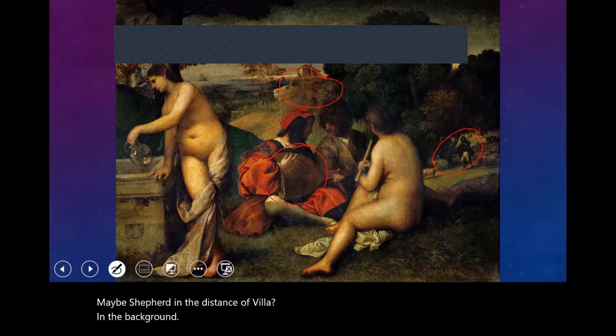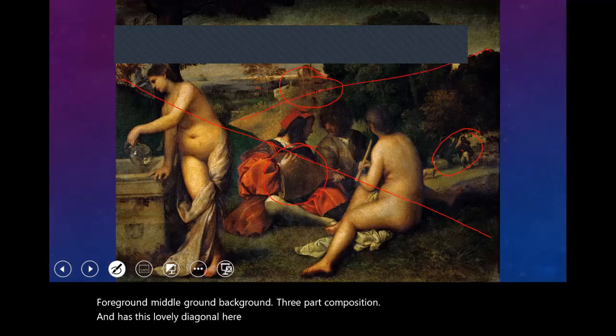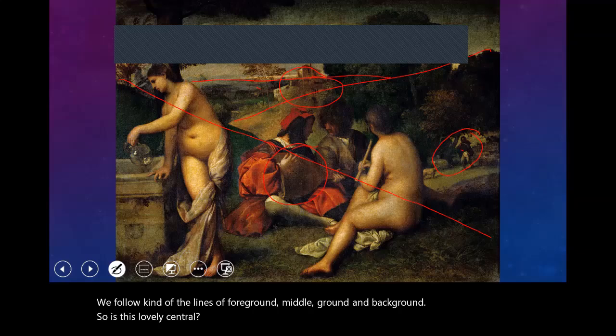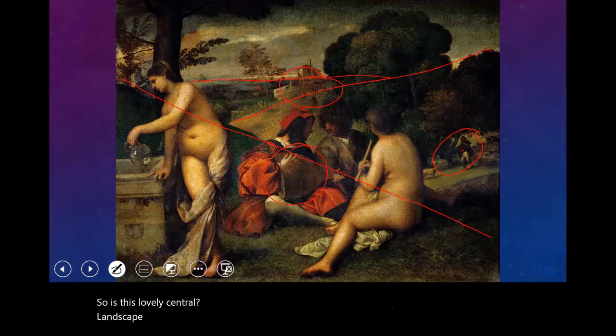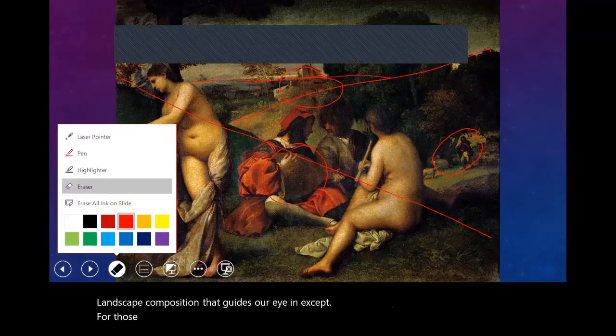So we have a very standard foreground, middle ground, background, three-part composition. And it has this lovely diagonal here that keeps it from being too boring. You follow the lines of foreground, middle ground, and background. So it's this lovely central landscape composition that guides our eye in, except for those naked ladies.